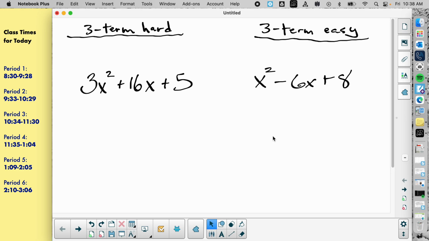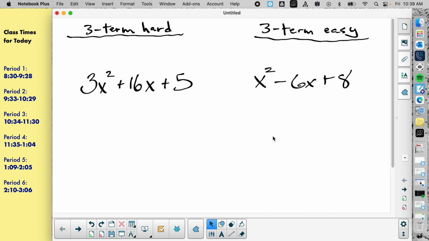Okay, so this whole week, we did the type on the left that were called 3-term hard. There's all sorts of names we can call them. This is just the most straightforward. And I didn't tell you what they were called. I just gave them to you. Now, I chose those first because you solve them with factor by grouping, just like we had done the previous week. And I thought that would be the best for you.